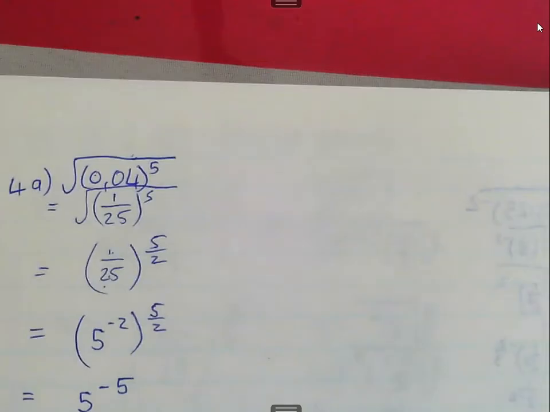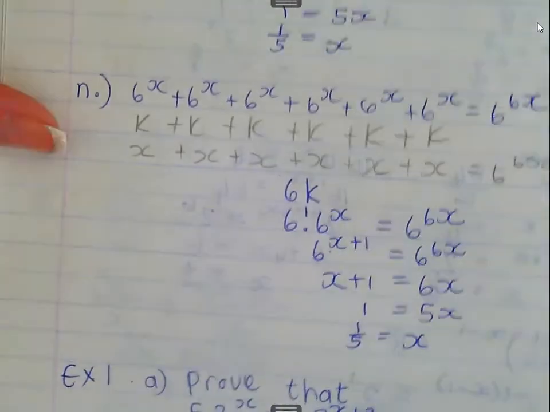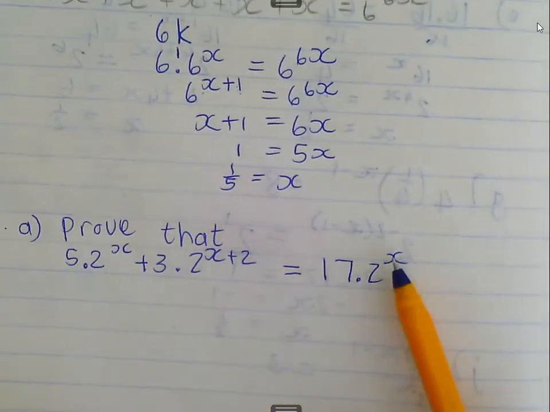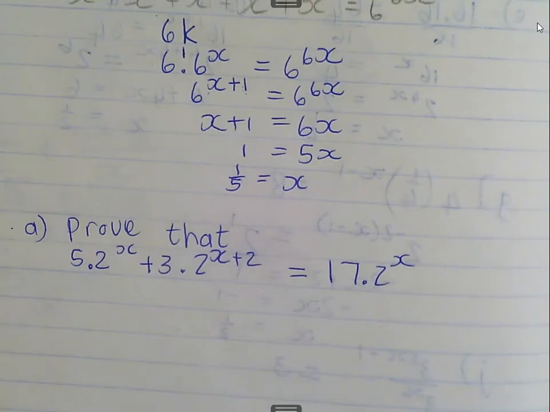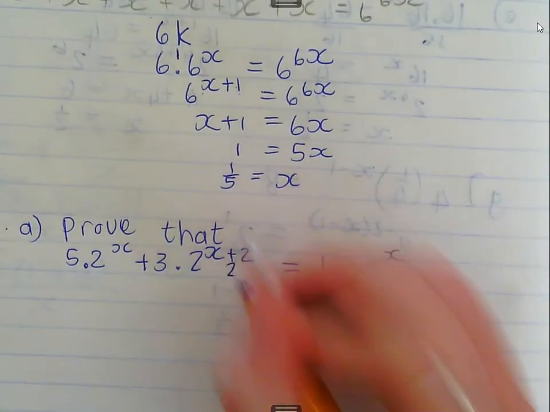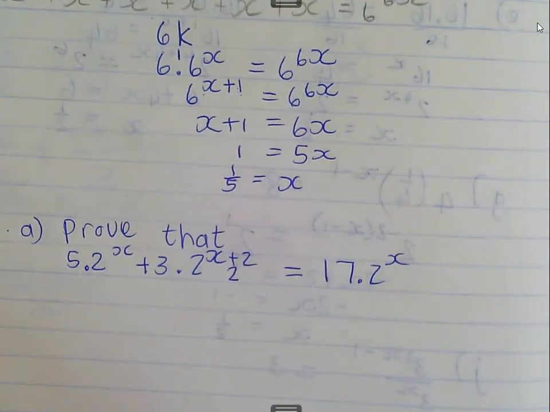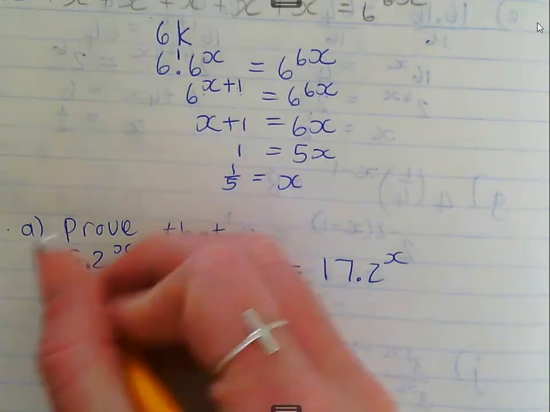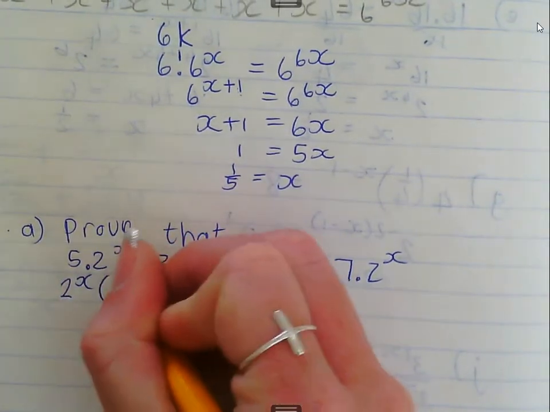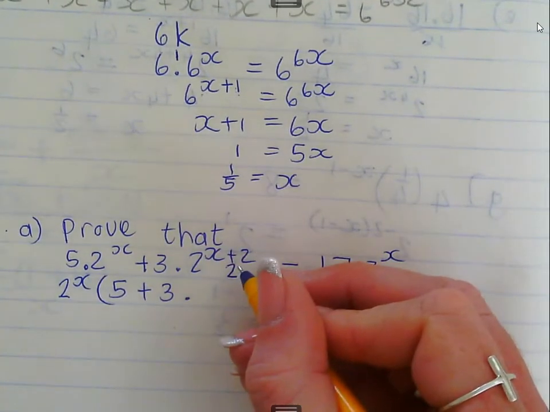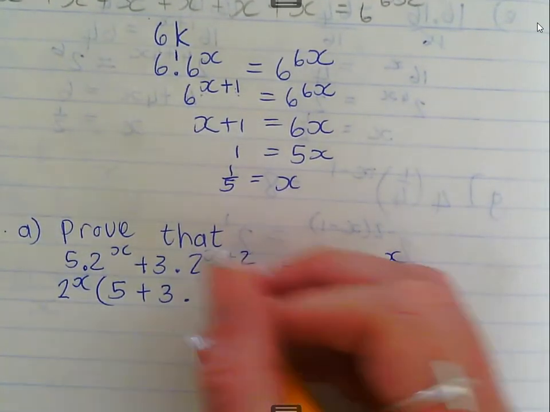Okay, this is exactly the same question. This is also still an expression. So we just want to prove that this is equal to this. So first off, what did I say? We give each one its own base. Now because there are two terms, I need to take out something in common. What can I take out in common? 2 to the power of x, then I'm left with 5 plus 3 times, can I somewhere calculate 2 to the power of 2? What is it? 4.